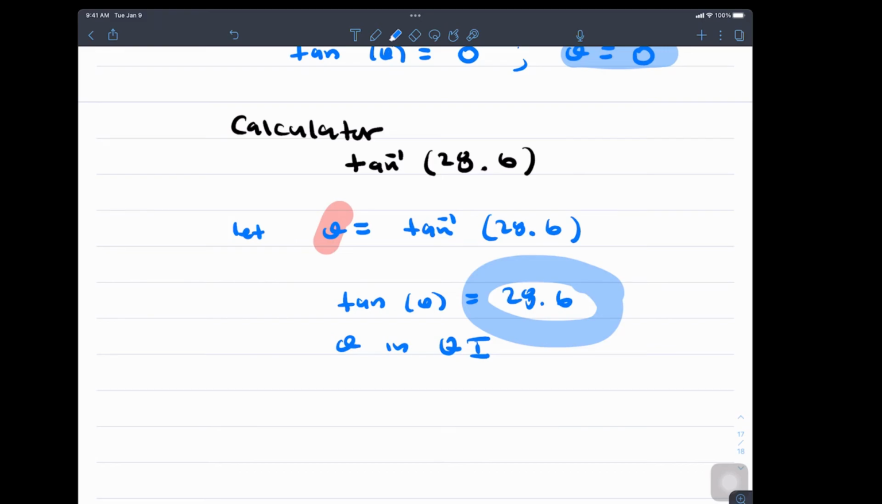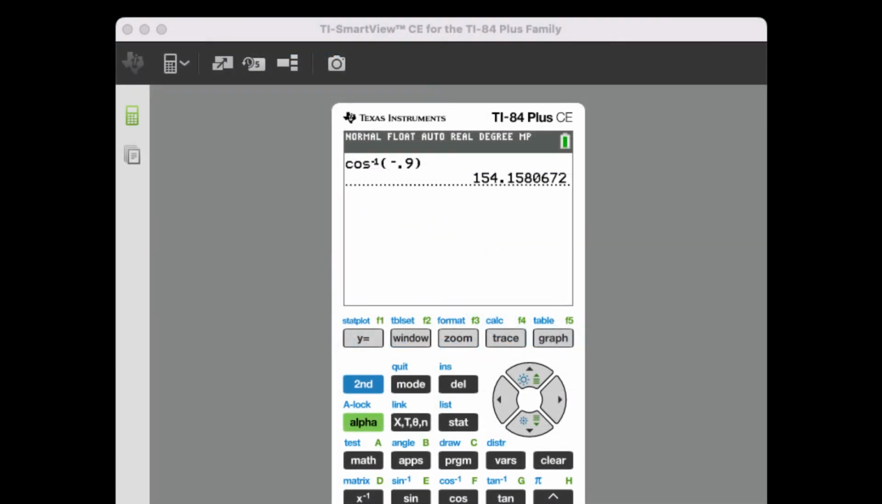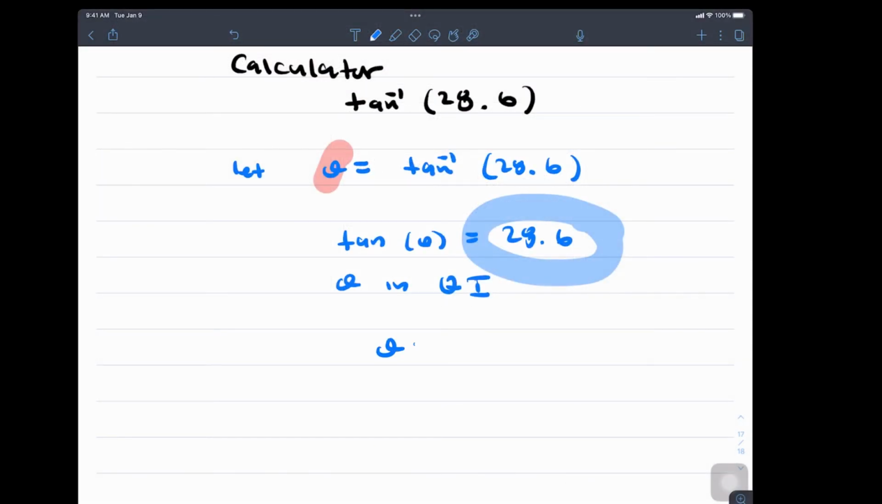So if I go to the TI now, I want to try to talk to the TI and say, second inverse tangent now, 28.6. Let's close that. What do you end up getting? Let's go to the nearest whole number. Okay, what is theta? Is it 28 degrees?